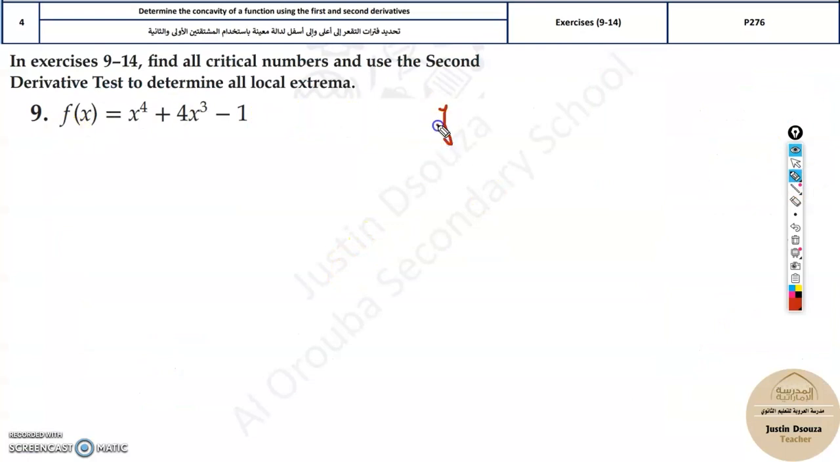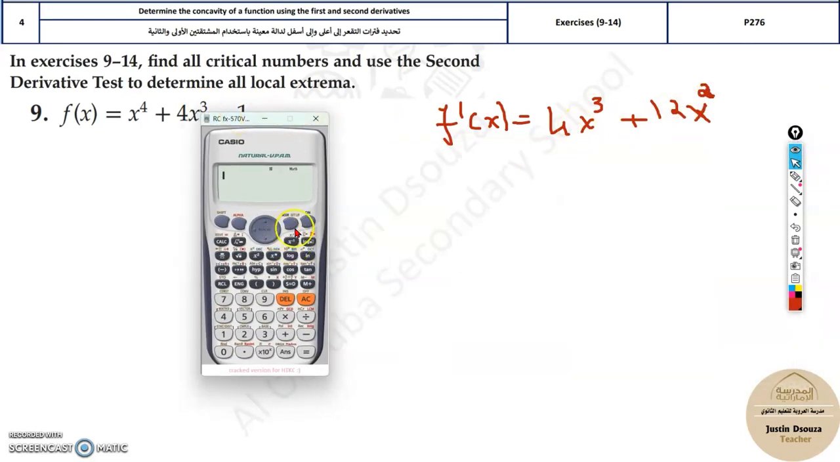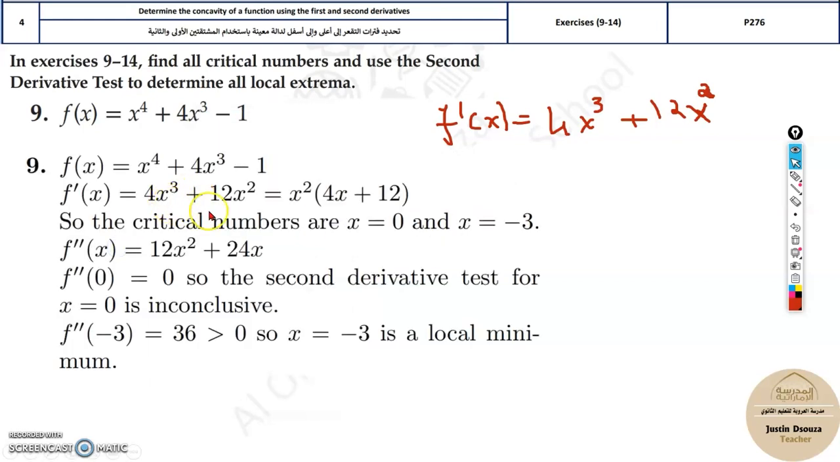This is the function. Let's derive it. This is the basic thing. It'll be 4x to the power 3 plus 12x to the power 2. Now don't do anything with 1. It'll be 0 because there is no x. Now let's use the calculator and find the solutions. Mod 5 and 4, that is for cubic. The coefficient of x cubed is 4, x squared is 12, and there is no x and no number, so it's 0 and 0. The answer is minus 3 and 0. So you got the critical numbers minus 3 and 0.